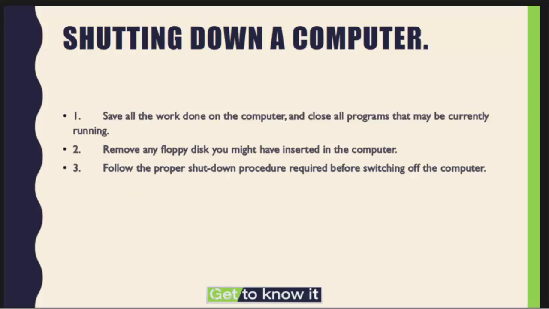Shutting down a computer. After finishing working with the computer, the user must follow the correct procedure of shutting down the computer in order to ensure that loss of data, damage of programs and computer components does not occur. Before you do this, save all the work done on the computer and close all programs that may be currently running. Remove any storage device inserted in your computer. Always ensure that you follow the proper shutting down procedure required before switching off the computer.